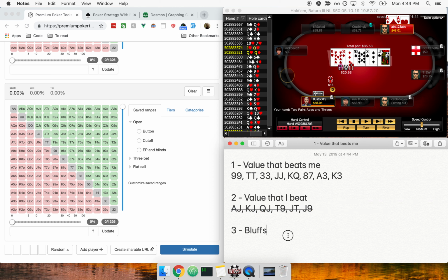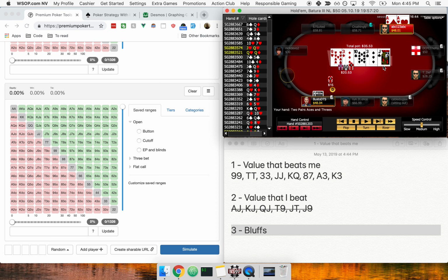That leaves his hand distribution as being very polarized. He only has things in the first bucket and things in the third bucket. What that means is that my hand is a bluff catcher, my hand only beats bluffs. My hand doesn't beat any of the things that he is value betting with. And I think that's a really important thing to realize.